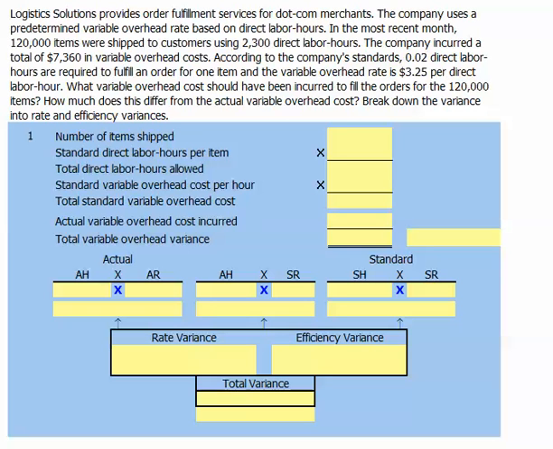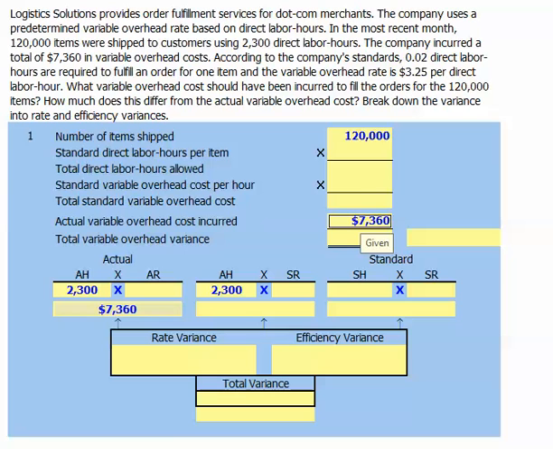Logistics Solutions provides order fulfillment services for .com merchants. The company uses a predetermined variable overhead rate based on direct labor hours. In the most recent month, 120,000 items were shipped to customers using 2,300 direct labor hours. The company incurred a total of $7,360 in variable overhead costs.